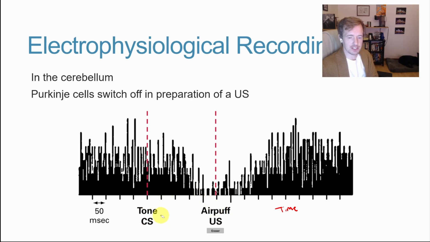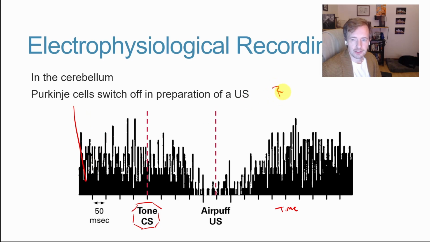So you can think of this tone almost as like a warning sign. Like, hey, you should watch out. There's going to be a puff of air that gets blown in your face. Over here on the y-axis, this is what's called a raster plot. Actually, I'll write that out. It's a raster plot. And what you have in these black lines, these are how many action potentials were fired.